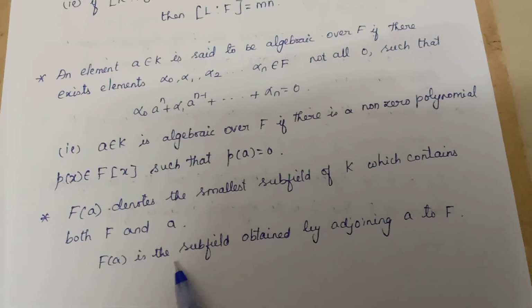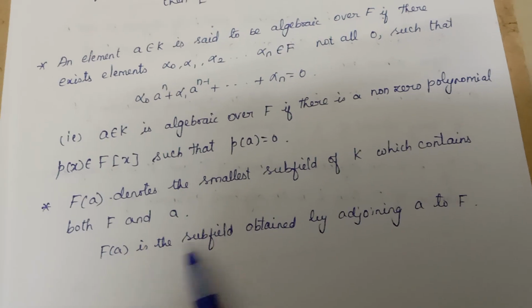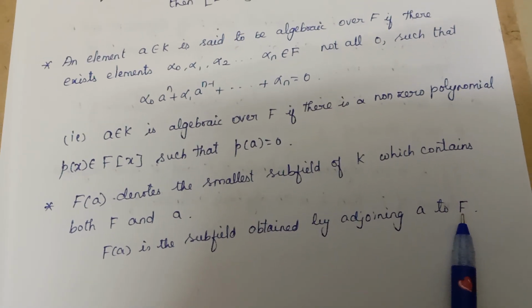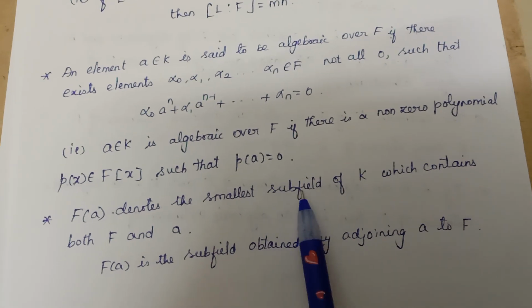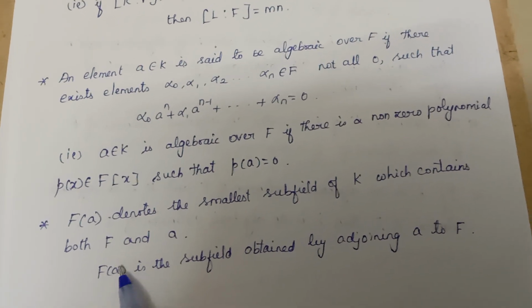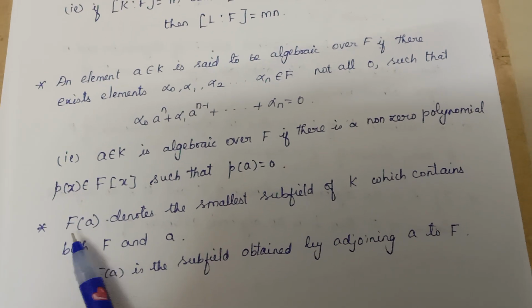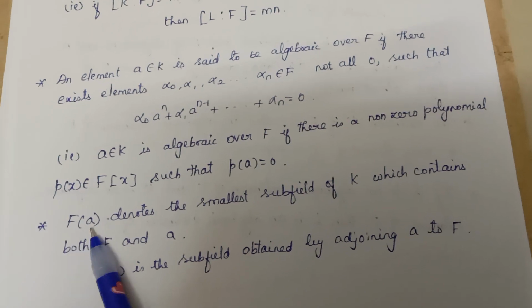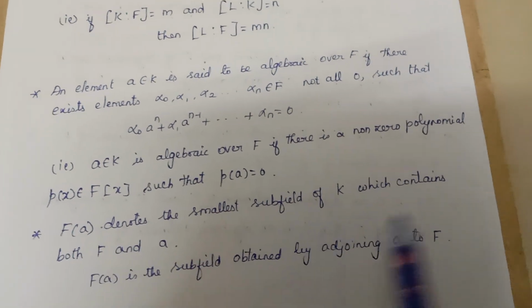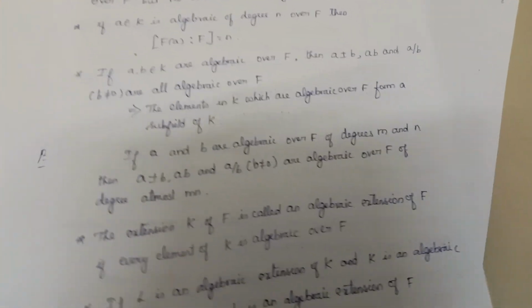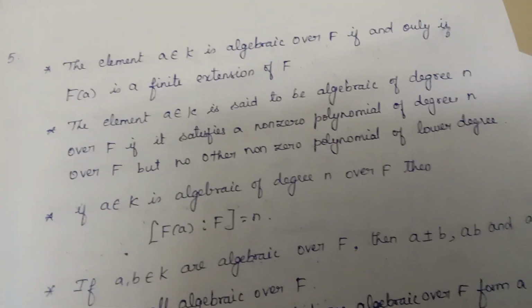So that subfield F of A, which is obtained by adjoining A to the field F, is called the smallest subfield generated by F and A. Can you understand? Right? That is, with F, we are adjoining one element and all its powers, so that F of A will become a subfield of K. And that is the smallest subfield of K which contains both F and A. Right? Then, next one.